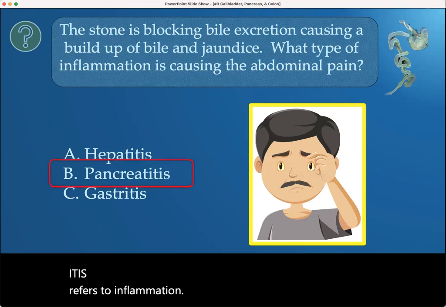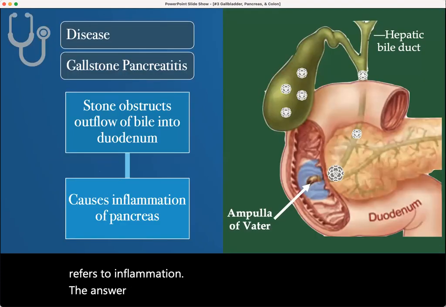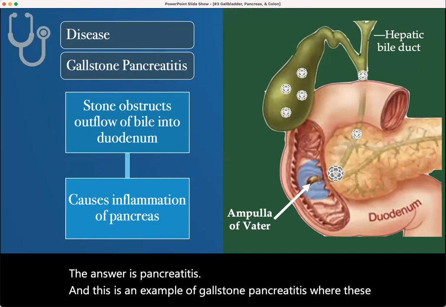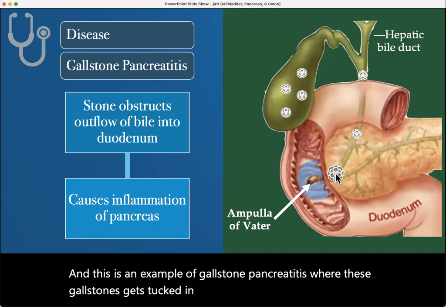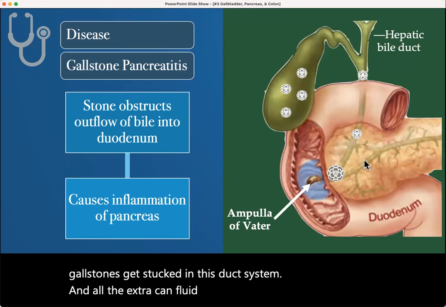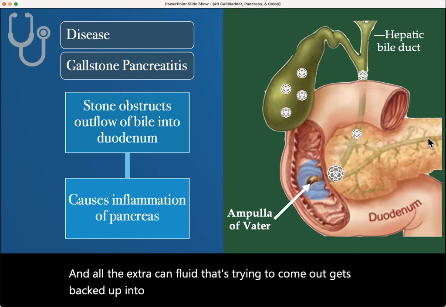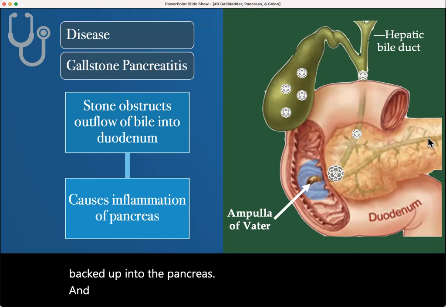The answer is pancreatitis. And this is an example of gallstone pancreatitis, where these gallstones get stuck in this duct system. And all the exocrine fluid that's trying to come out gets backed up into the pancreas, and it causes inflammation.